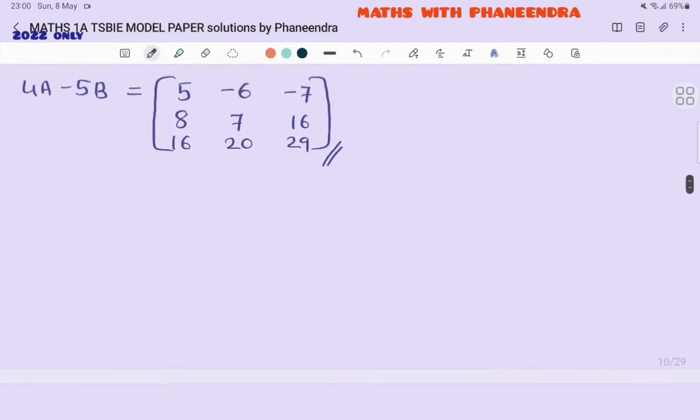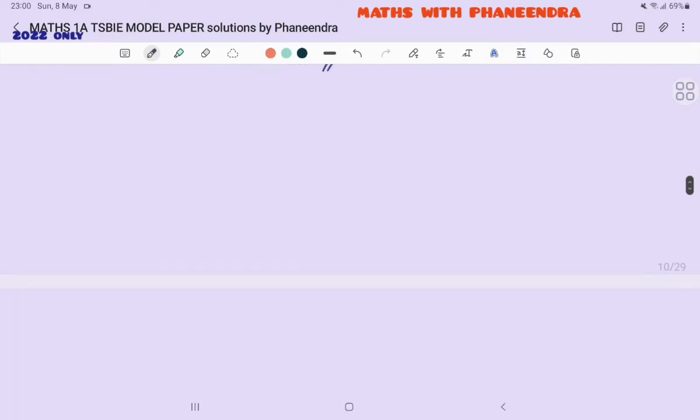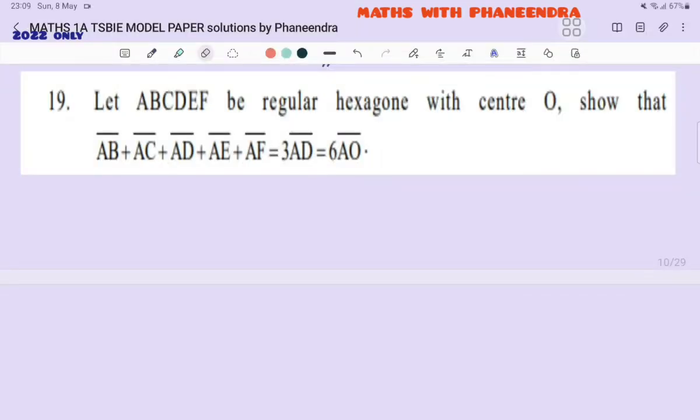Move to the next question, dear students, that is question number 19. Let A, B, C, D, E, F be a regular hexagon with center O. Show that AB bar plus AC bar plus AD bar plus AE bar plus AF bar is equal to 3 times of AD bar, which is also equal to 6 times of AO bar. See here, the figure is very much required here. ABCDEF is a regular hexagon.